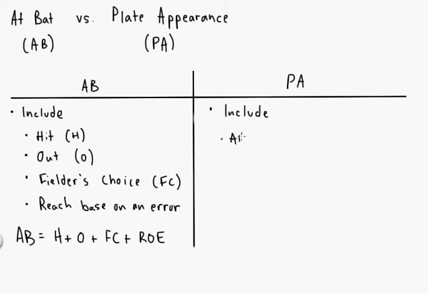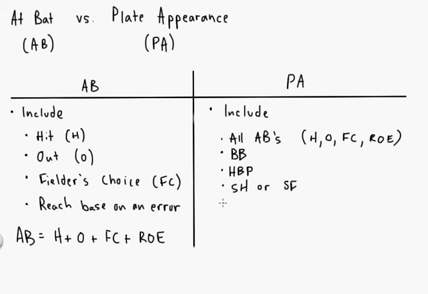Now plate appearances include all at-bats. So they include hits, outs, fielder's choices, and reaching base on an error. They also include every time a batter is walked. Denote that BB for base on balls. Every time a batter is hit by a pitch, denote that HBP. Every time a batter gets a sacrifice hit or a sacrifice fly. And every time a batter reaches base because of some form of defensive interference.